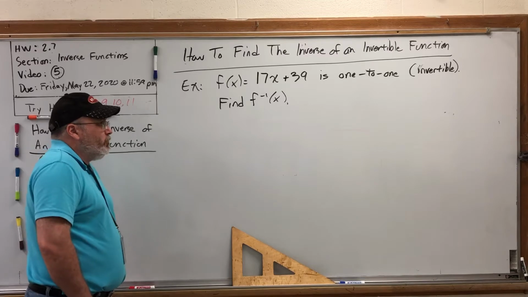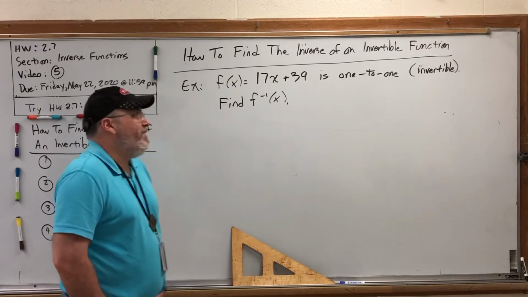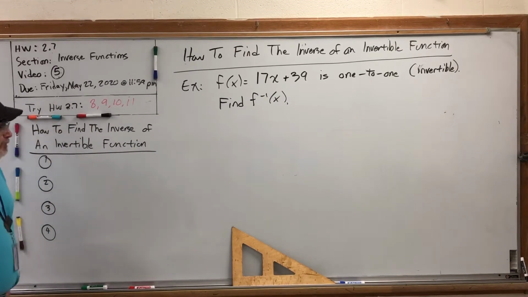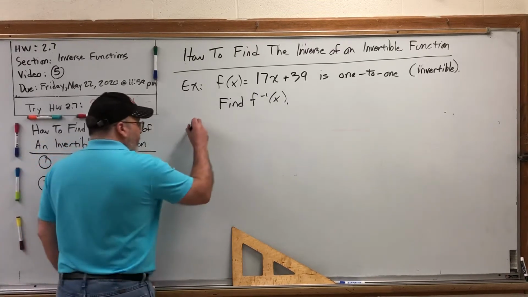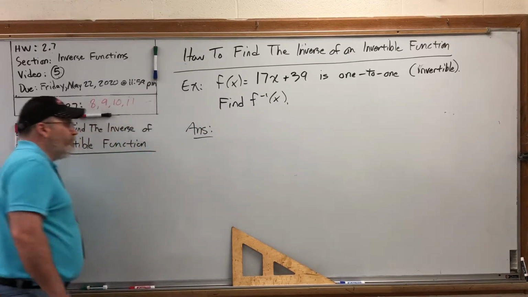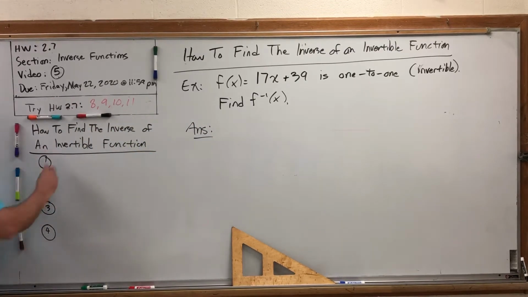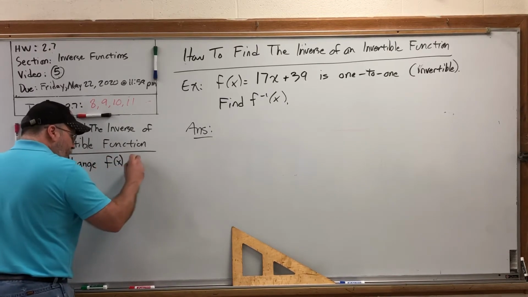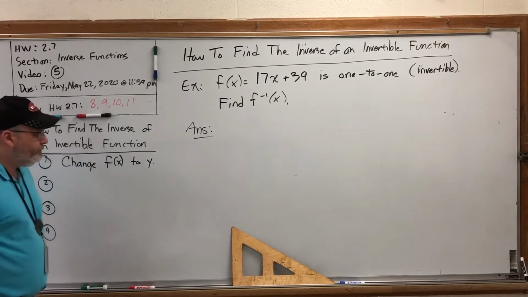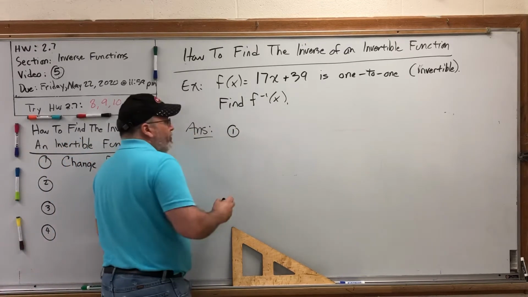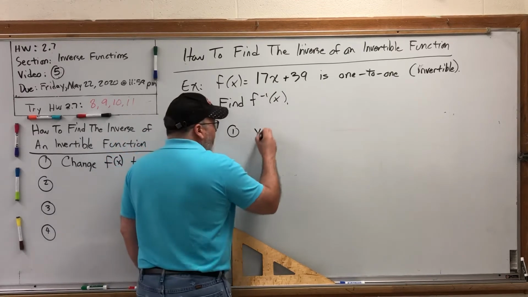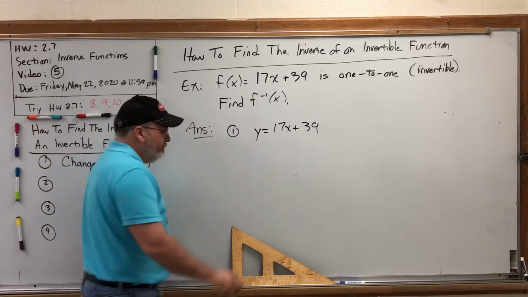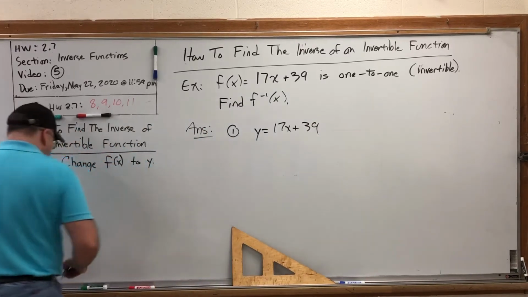Well, luckily there's a really straightforward procedure for finding the inverse of an invertible function. And I've got it set up over here. It's a 4-step procedure, so we'll find the inverse of this function while setting up this list. Step number 1, change f of x to y. So literally change it from f of x equals to y equals. That wasn't hard.